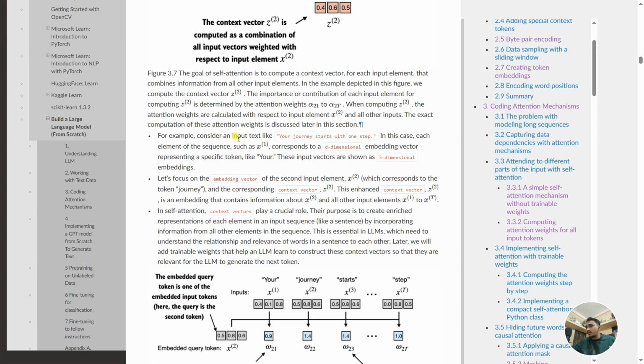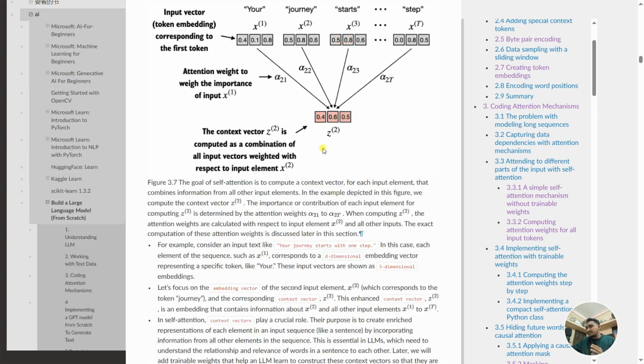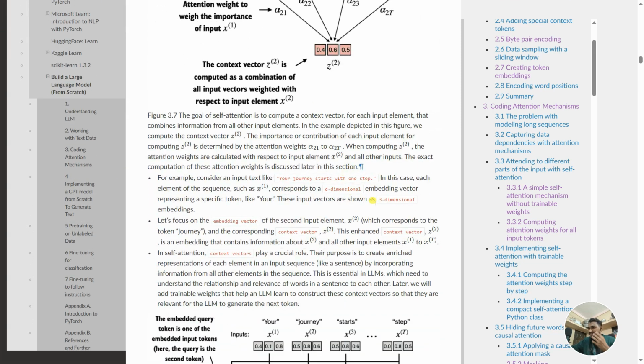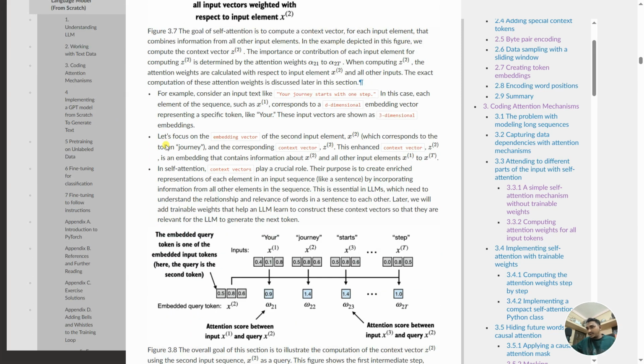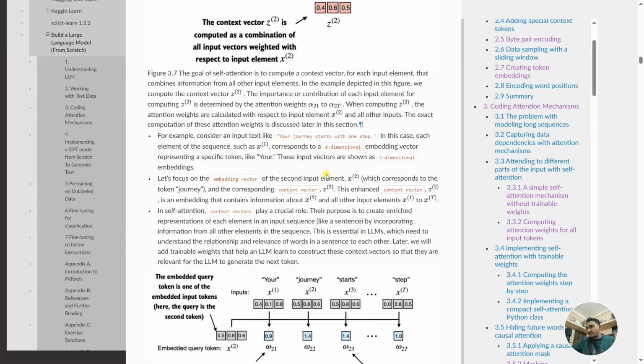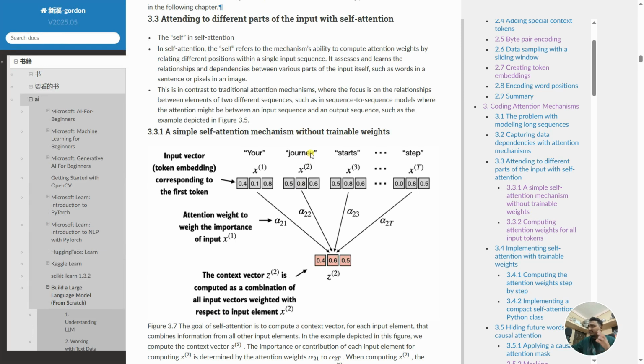Consider an input sentence like "Your journey starts with one step." Each element of the sequence, such as x1, corresponds to d dimensions. We'll just take three dimensions for the sake of simplicity. Let's focus on the embedding vectors, and then you also have the context vector, z2, for the word journey. We take journey as the example, and after that you combine all of them.